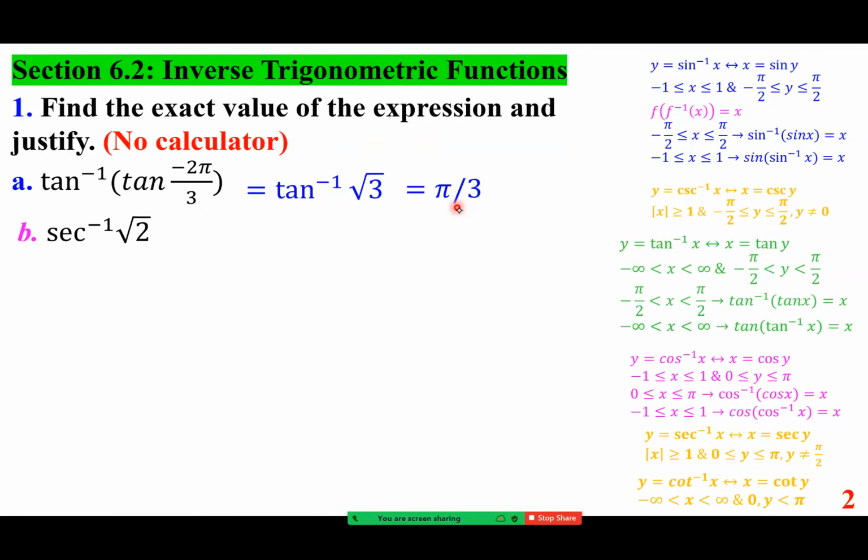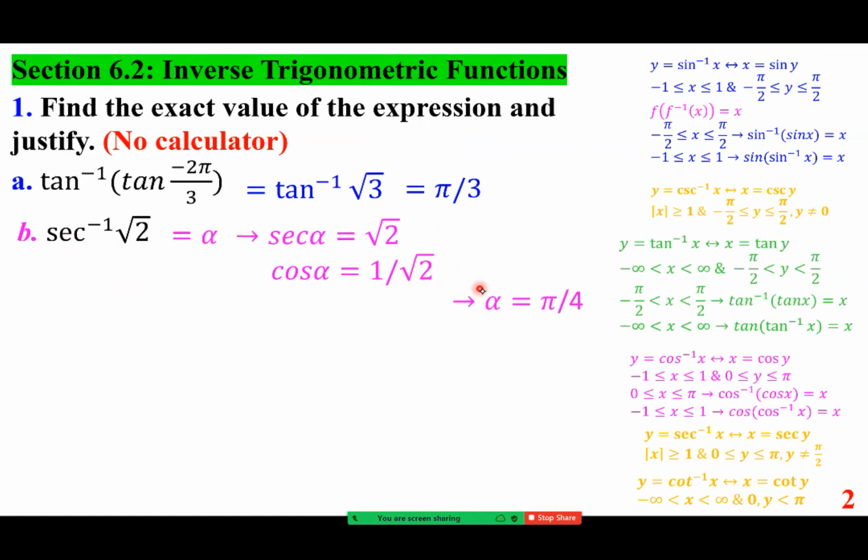Secant inverse of square root of 2: we set this equal to alpha, beta, gamma, x, however you choose. By definition, secant alpha becomes square root of 2. Since we know secant is 1 over cosine, cosine is the reciprocal of that, 1 over square root of 2, which is the same as square root of 2 over 2. Therefore, cosine alpha equals square root of 2 over 2. Alpha becomes pi over 4.